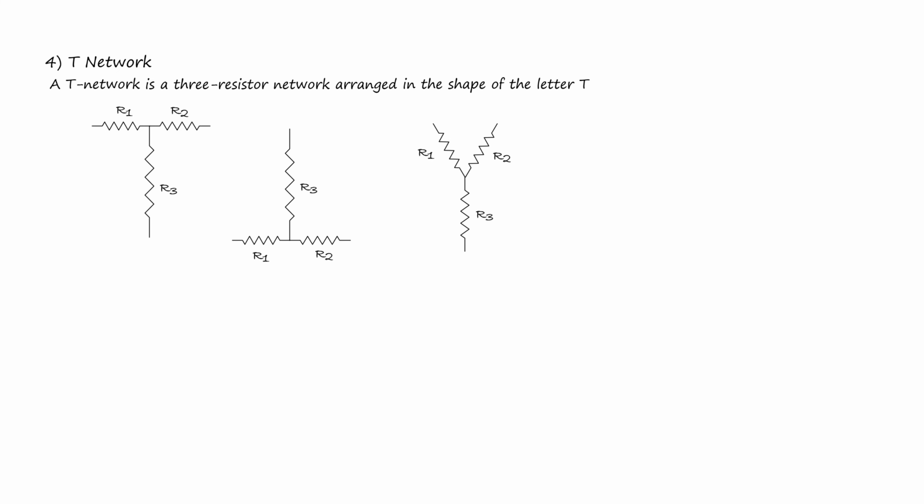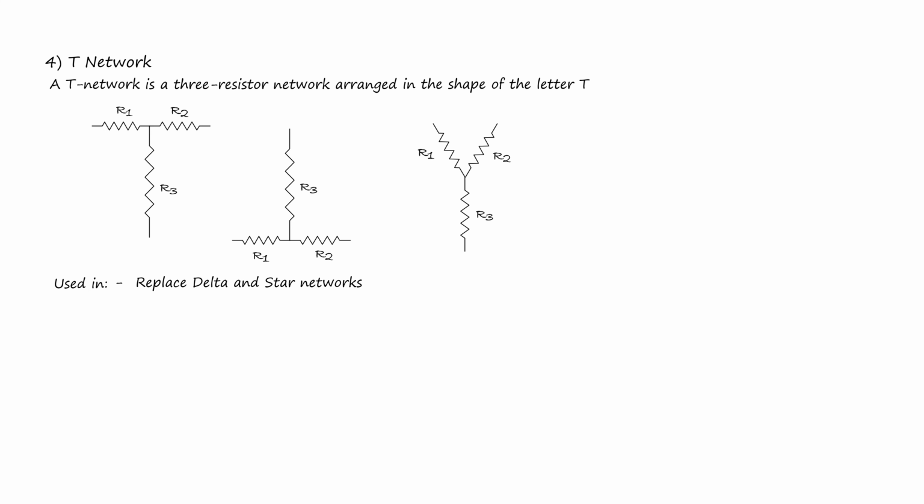And in a T network, we have three resistors R1, R2, and R3. R1 and R2 are connected in series with each other. Between them, there is R3, which is a shunt resistor. R3 is connected in parallel with both R1 and R2, and the T network is used in several applications, and it can be used as a replacement for other resistor networks such as delta and star networks.